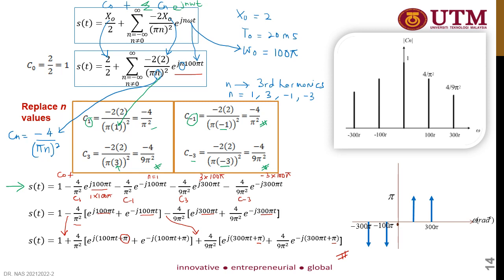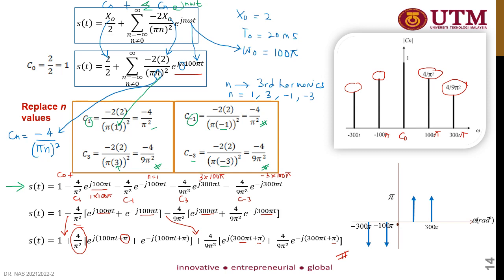You can look at the first one. You have your C0 here. The magnitude is 1, and then the first frequency is 100 pi. Supposedly it's 100 pi here. At 100 pi, the magnitude is now 4 over pi squared. The same goes for the negative frequency. Next one at 300 pi, the magnitude is 4 over 9 pi. The same goes for the negative frequency.